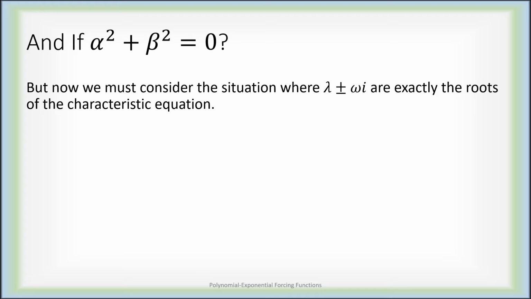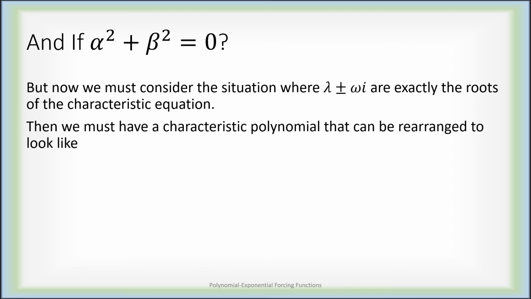If I know exactly two roots of a second degree polynomial, then I know exactly what polynomial that is. It would be r minus lambda plus omega i and r minus lambda minus omega i, which I could then re-expand and determine exactly what differential equation created that characteristic polynomial. And it would be exactly this one, y double prime minus 2 lambda y prime plus lambda squared plus omega squared y equals 0. So this is the possible bad scenario.